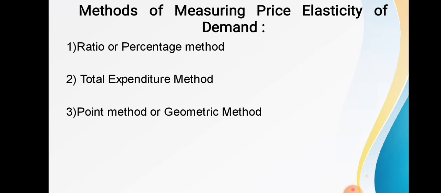Basically there are three methods of measuring price elasticity of demand. These three methods are the ratio or percentage method, the total expenditure method, and the third one is the point method or the geometric method.